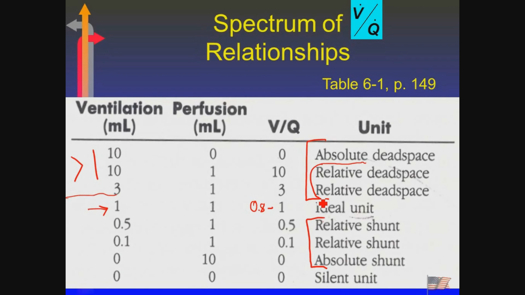Absolute means there is 0 perfusion. It's absolute. Okay. Your trachea is an example of absolute dead space. It's anatomic dead space. Relative means there's some perfusion there, but the relationship between the perfusion and the ventilation is such that the ventilation-perfusion ratio is greater than 1. Some perfusion.